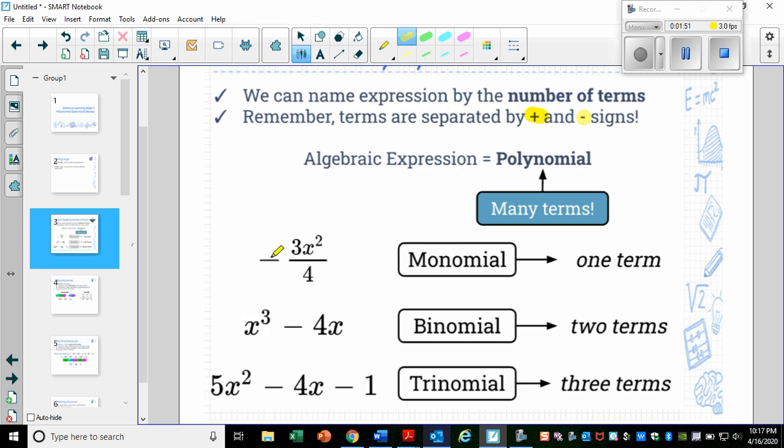You could have a plus or minus sign, or it could just be a plain term, no sign, then it's positive. Here, you have a positive x to the third. You don't see a sign, assume it's positive. Minus 4x. Here, these two terms are separated by a minus sign. For the last one, 5x squared minus 4x minus 1, 5x squared and 4x are separated by a minus sign. Then the 4x is separated from the 1 also by a minus sign.